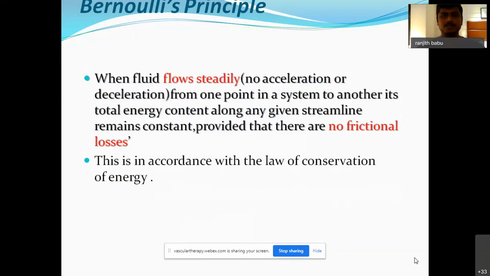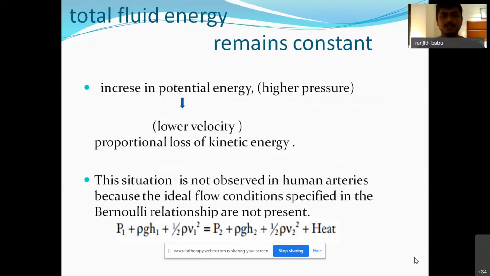First, I will explain Bernoulli's principle. Bernoulli's principle is defined as: when a fluid flows steadily from one point in a system to another point, its total energy content along any given streamline remains constant, provided there is no frictional loss. This is in accordance with the law of conservation of energy. That means the total energy in the system remains constant, but one part of energy can change into another. If there is an increase in potential energy, there will be a proportional loss of kinetic energy. That means if there is an increase in pressure, the velocity will reduce.